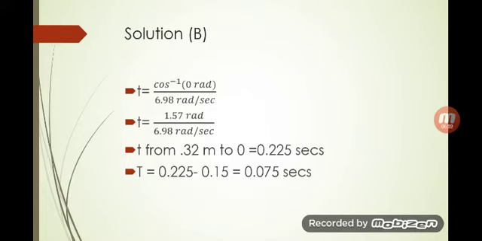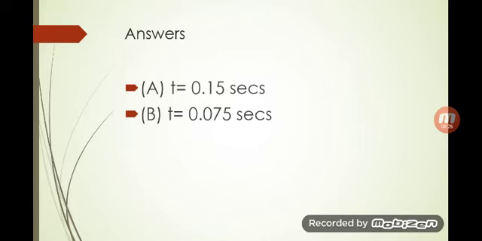Now, that is from 0.32 going to 0, and we're trying to find 0.16 going to 0. We already know what 0.32 going to 0.16 is, which is 0.15 seconds. So we just subtract that 0.15 seconds from the total time, and that gives us 0.075 seconds. Now, it's the correct answer for both.